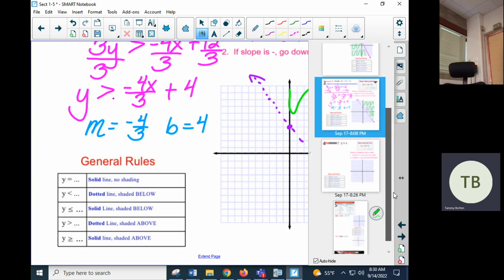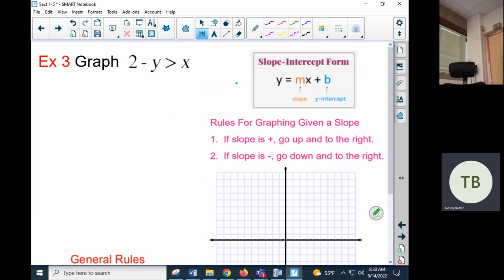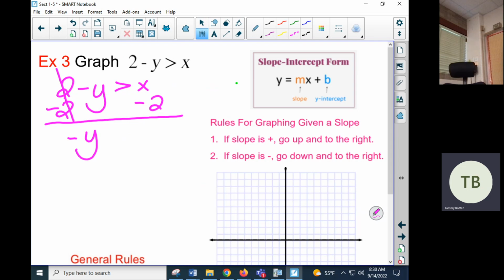So now, if we go here, we're gonna do one more like that where we have to solve for y. So here we have 2 minus y is greater than x. And so what we want to do there is solve for y. We want to get this by itself. So I want to get rid of this 2. Right now that 2 is positive. So how do you think I bring it over? I add 2 or subtract 2? Subtract. Then this is gone. And then we have negative y is greater than x minus 2.